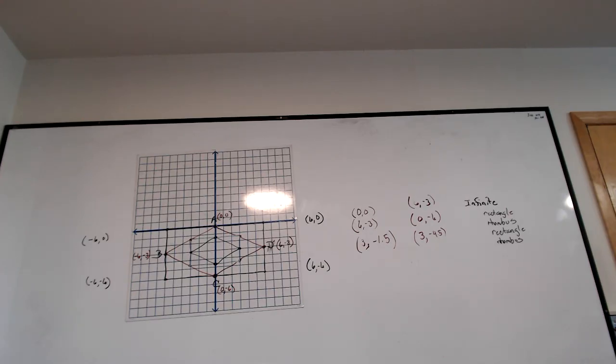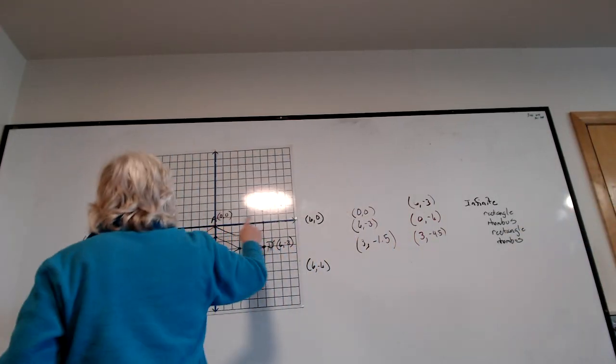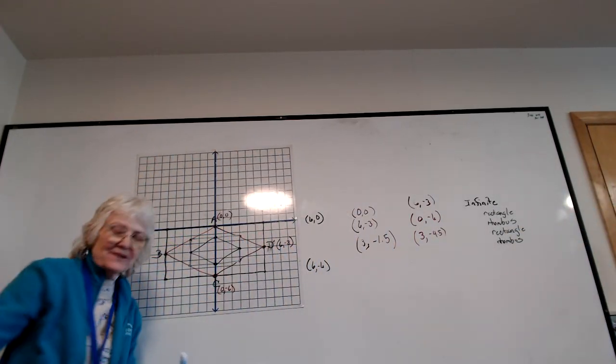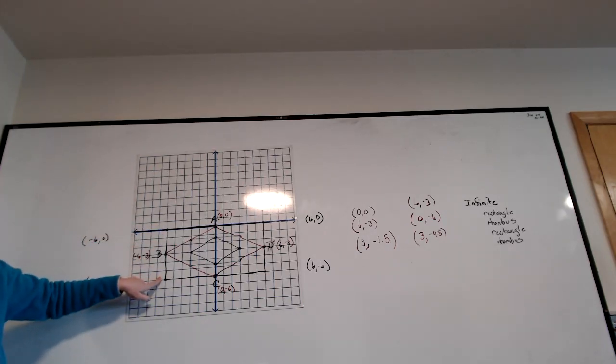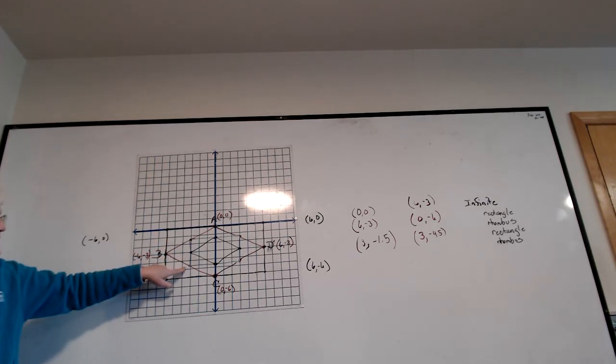Prove it to me. Come on, they aren't too hard. What is the length of one of the sides of the big rectangle? 12. Okay, so it's 12 across here. The second one was 6. What's the one down here? 6. What's the length of this side? 6. And what's the length of this side? 3. It's actually 3.